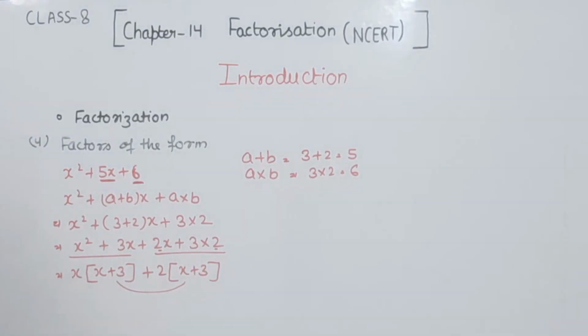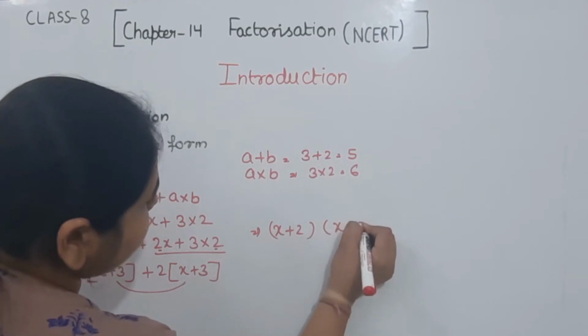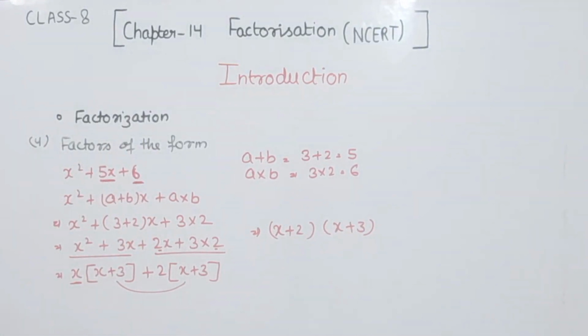Now these two are the same, so I'm going to write this one only one time. Now we have to find the other factor. So this one we are having is x plus 2 and this one we are having is x plus 3. So this one is the example we are having for the method of factors of the form.